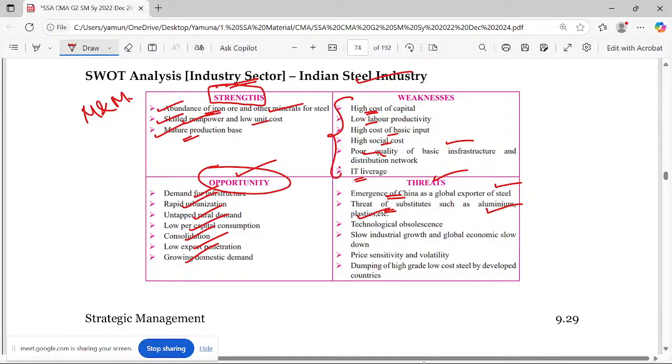And along with the biometric systems, see, tech, IT leverage. If you're not introducing all those systems in your product, then you may not be sustained. So, threat of substitutes is obviously there. Not only for the steel industry, almost every industry has substitutes. Technological obsolescence, so it's getting outdated. Industrial growth may not take up so much speed; there may be slow growth. Price sensitivity and volatility may be there, and dumping of high grade, low cost steel by developed countries. So that's also there.